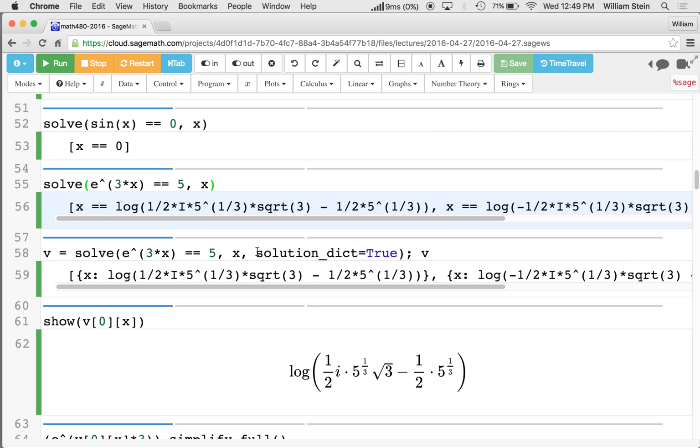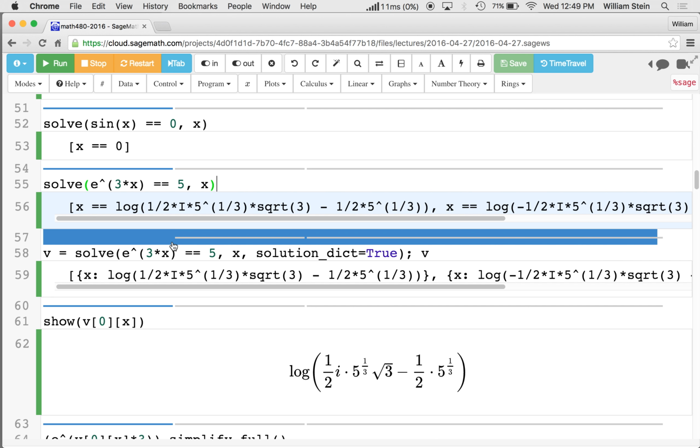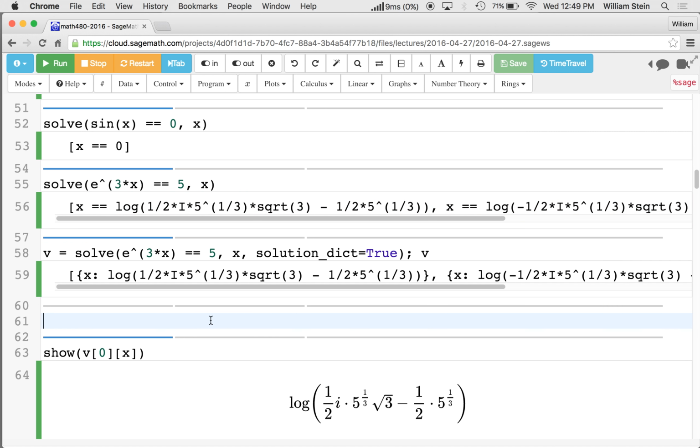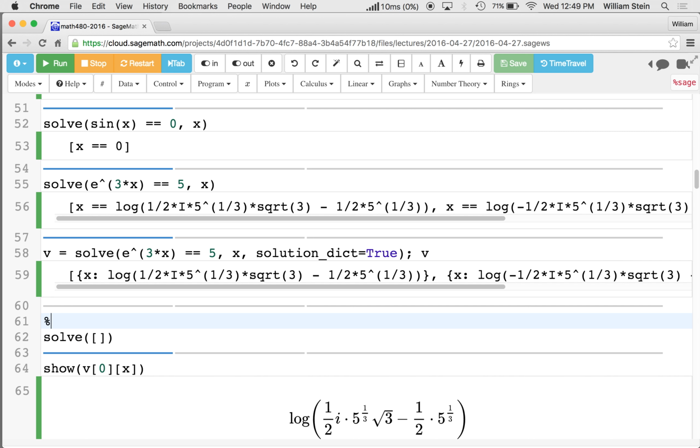There's a solution dict option you can pass in, which makes it a little easier to deal with the potential of multiple solutions and how you can get access to them without having to copy and paste, which is a very bad idea. There's other things too: solve can solve a system of polynomial equations. It's not just for a single equation, or even just a system of polynomial equations in general. It will attempt to do so. Let me just show you a system of polynomial equations.